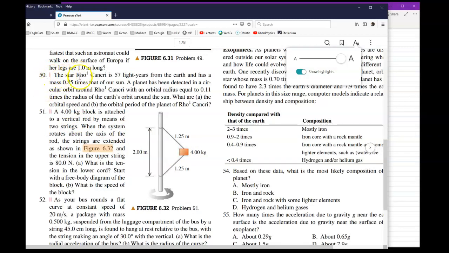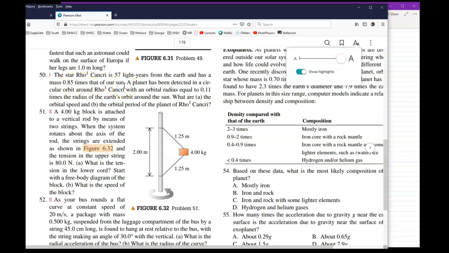Okay, it says the star Rho Cancri is 57 light years from Earth. I don't think this 57 is a big deal or important for our problem. Anyway, we have the star Rho Cancri, 57 light years from Earth, with a mass of 0.85 times that of our Sun.